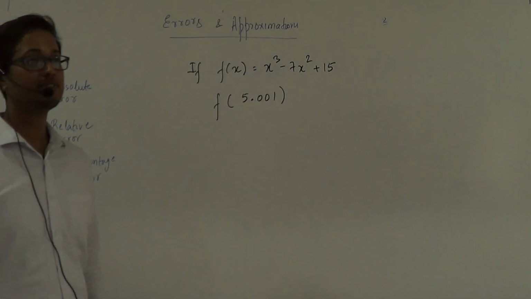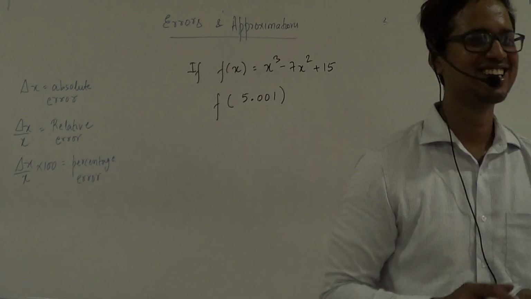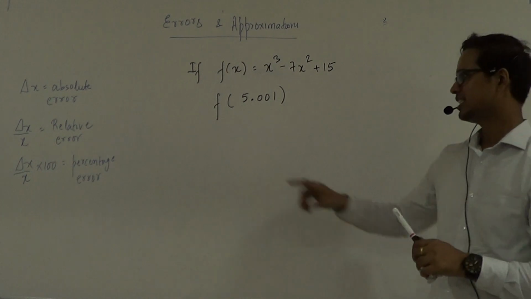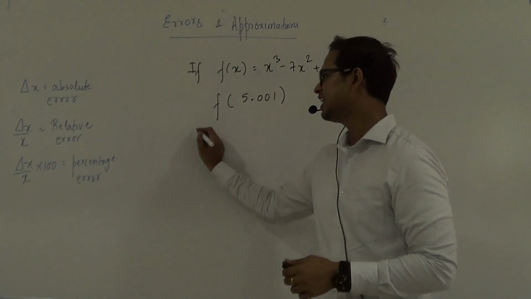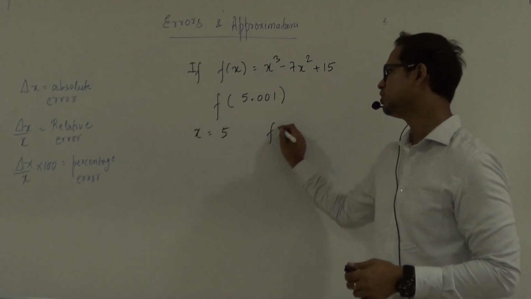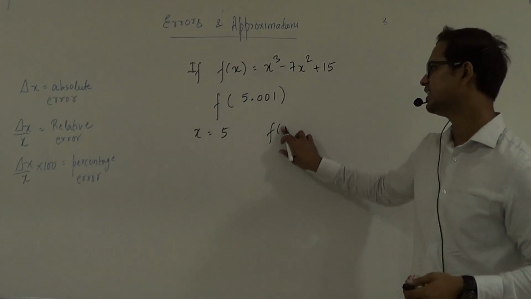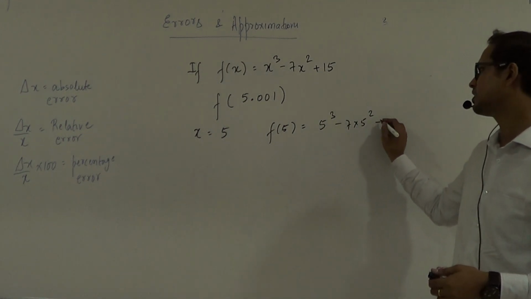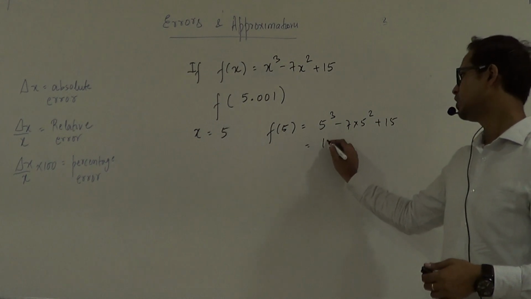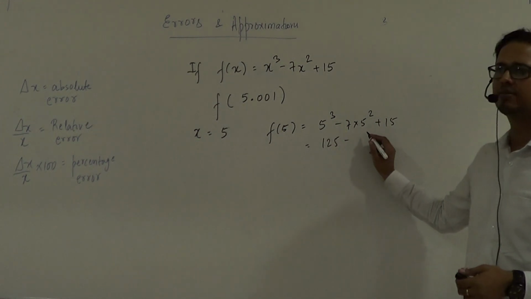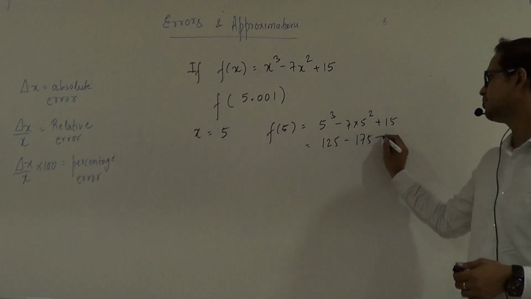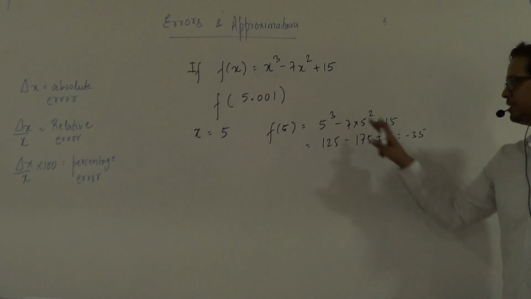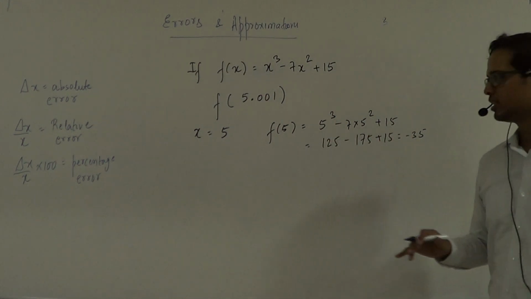So they will give a question which will make sure that there is a nearest number which contains the power, which can be evaluated. See here, if your x was 5, you would not have any problem calculating f(5), right? f(5) would have been simply 5 cube minus 7 into 5 square plus 15. How much is it? 125 minus 25 into 7, 175, minus 175 plus 15, which is minus 35. So y would have been very simple had your x been 5.